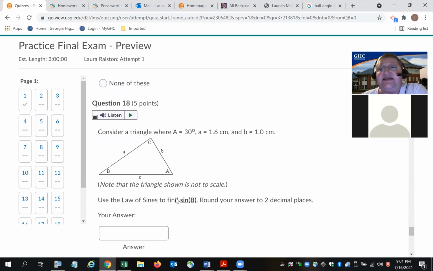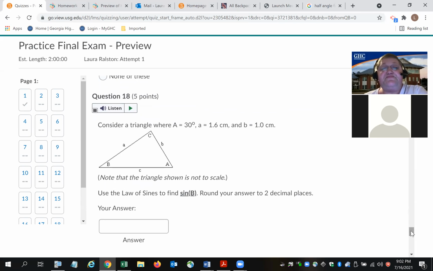Look at question 18. Question 18 is having you do law of sines, but it doesn't want you to figure out the whole entire problem. It wants you to stop when you have the sine of b. It doesn't want you to actually calculate what that is. It doesn't want you to solve for b. It just wants you to find the sine of b. So you're going to stop short of where you would normally carry it on out.